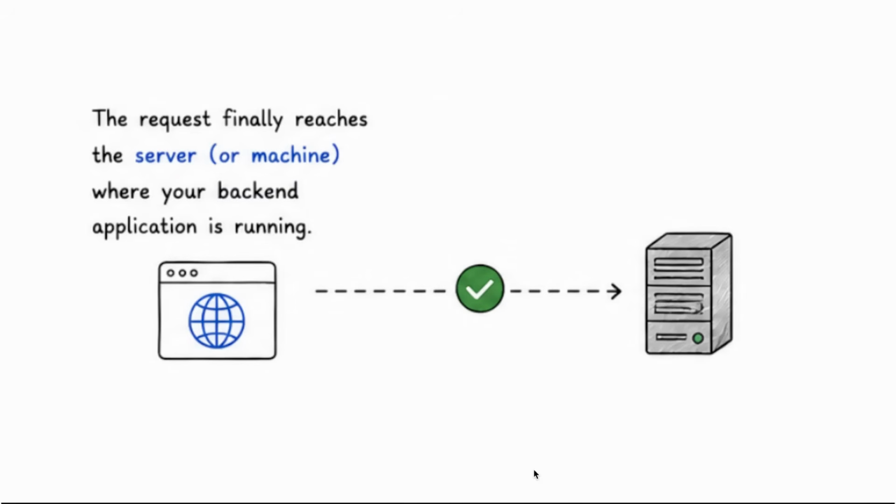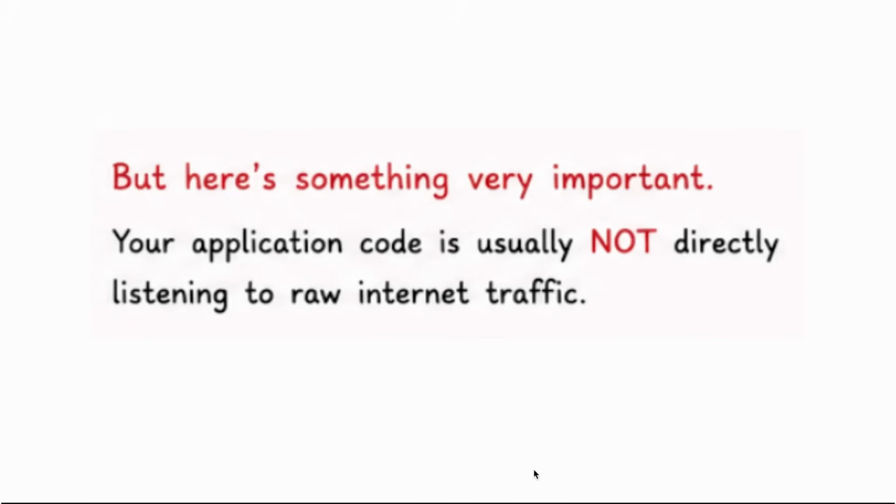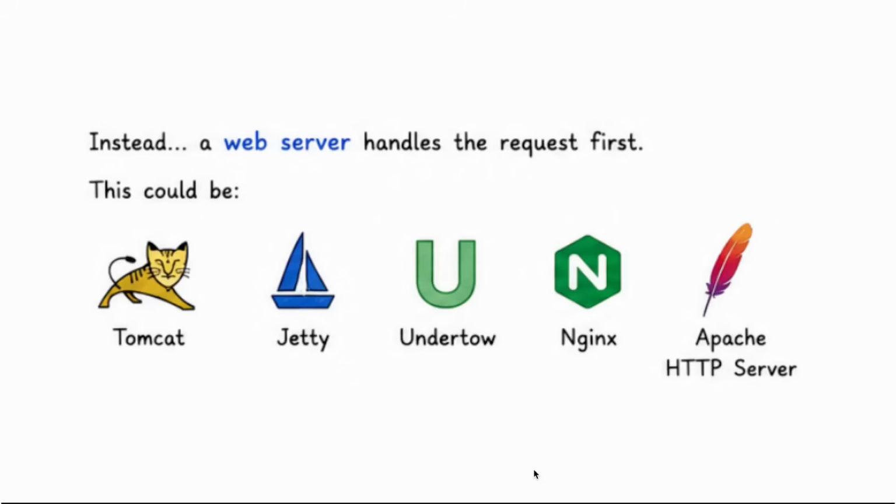Now the request finally reaches the server, or you can say the machine, where your backend application is running. Maybe your application is built using Spring Boot or Node.js or maybe Django. But here's something very important. Your application code is usually not directly listening to raw internet traffic, right? For example, if you have written your code in Spring Boot, then the controller method is not directly waiting for internet packets. Instead, a web server handles the request first. This could be Tomcat or maybe Nginx or maybe Apache HTTP server, right?